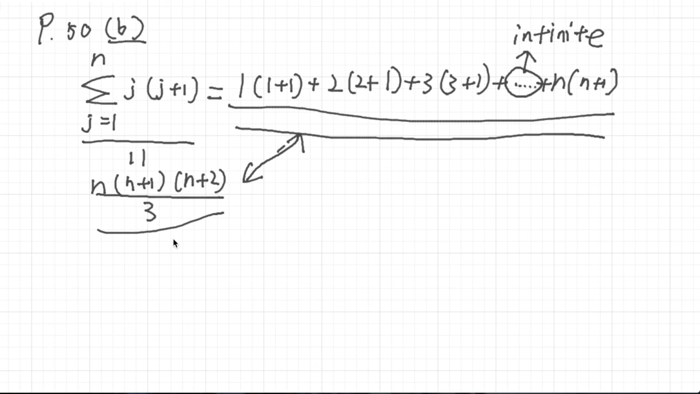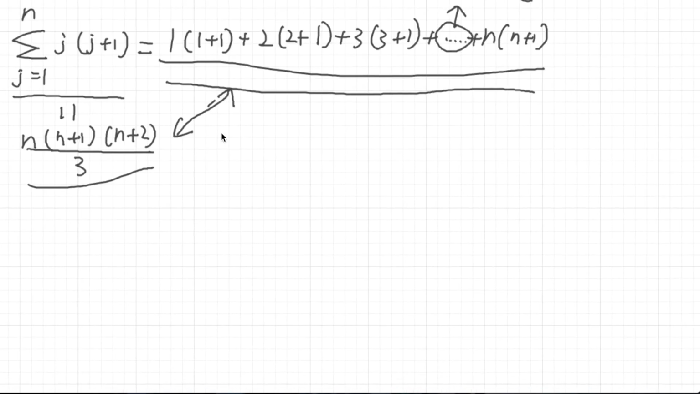So why don't we just jump into exercise A and then C and then finish the whole proof? Okay. Just going to move this to the side. There we go. And now we're still on page 50, exercise A. We're trying to prove that the left side, that is, j equals 1, where the rule for each term is j, is going to be equal to this formula, n times n plus 1 over 2.